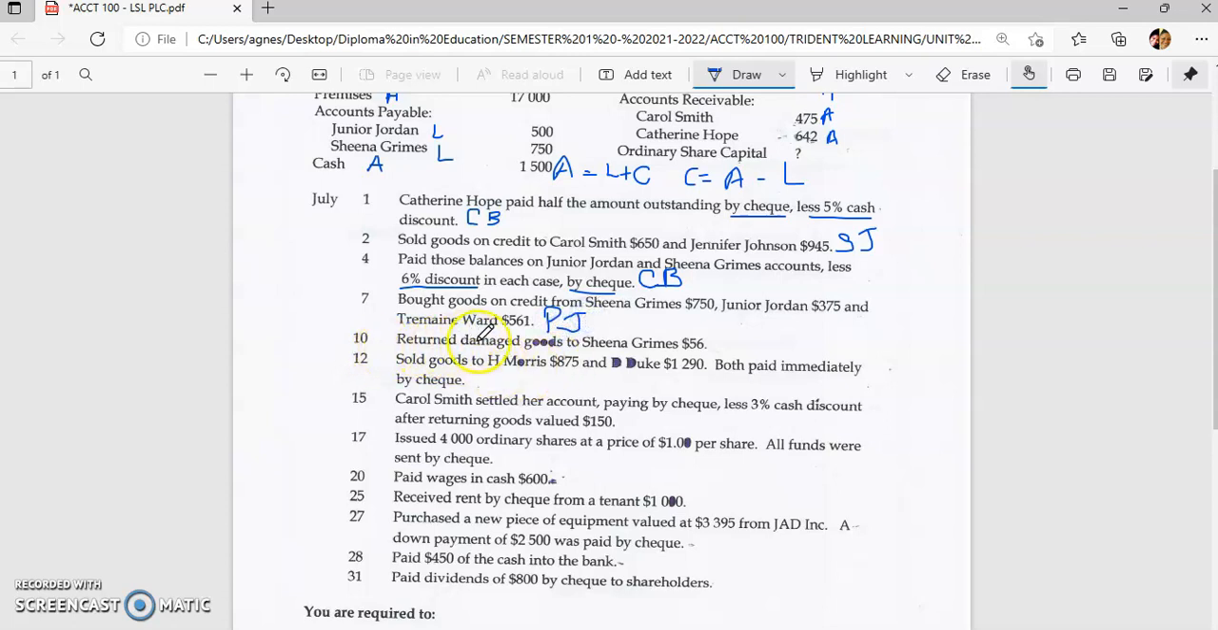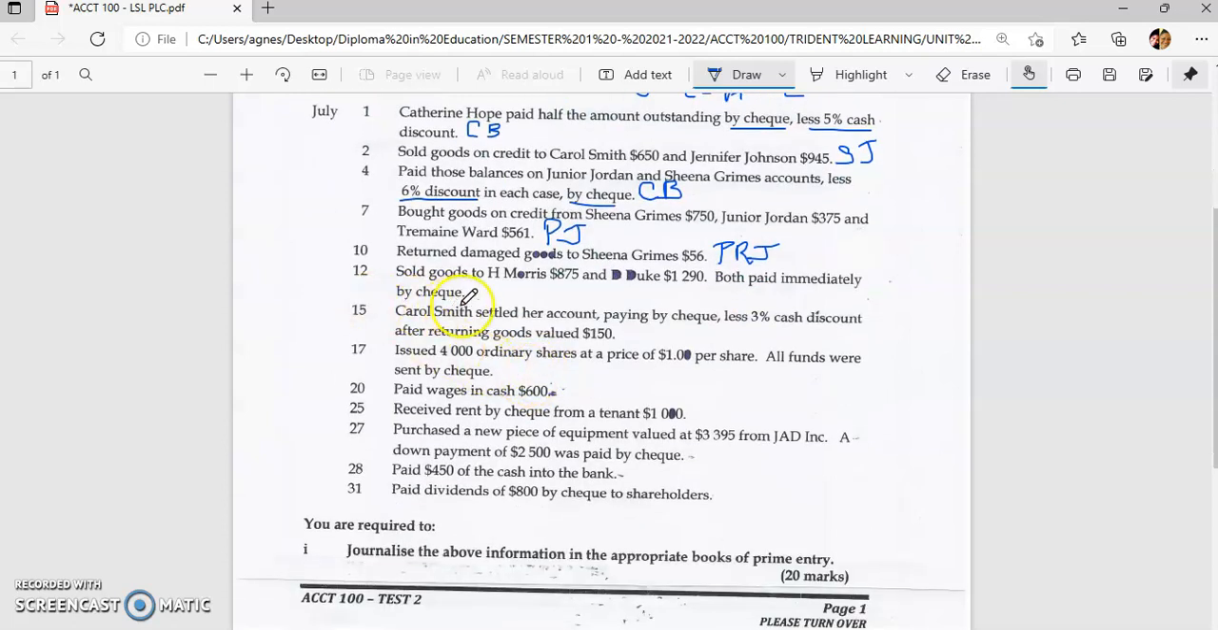On the 10th, return damaged goods to Sheena Grimes. So now LSL Plc is returning goods to a supplier, and we state that when goods are returned to the supplier, they are recorded in the purchases returns journal.